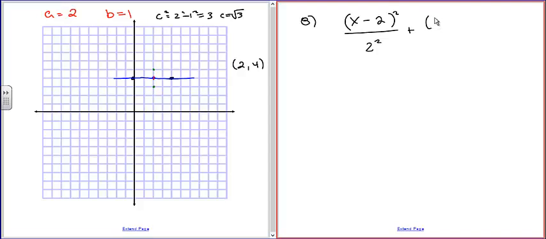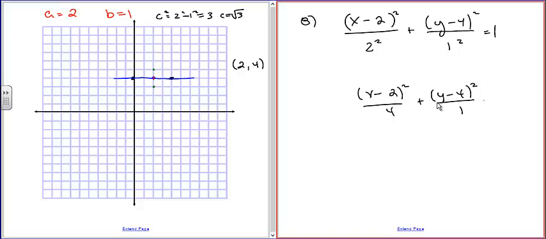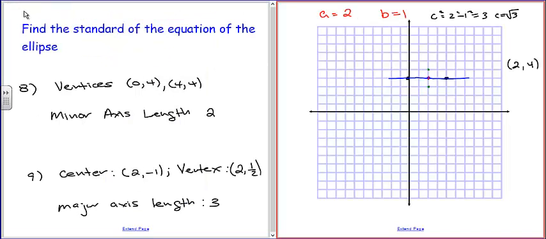And the y direction is the minor axis. The y location of the center point is 4, so I have y minus 4 squared, and half the length of the minor axis, or b, is 1, so you get 1 squared, and that's equal to 1. So the final answer is x minus 2 squared over 4 plus y minus 4 squared over 1 is equal to 1. So that's the answer. Let's do the next one.